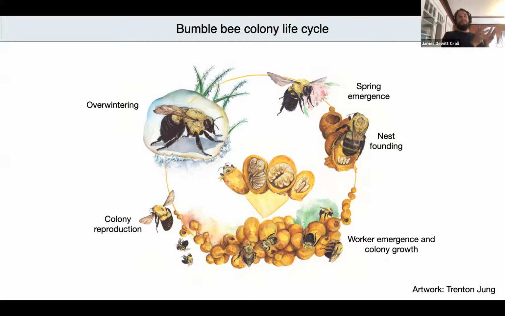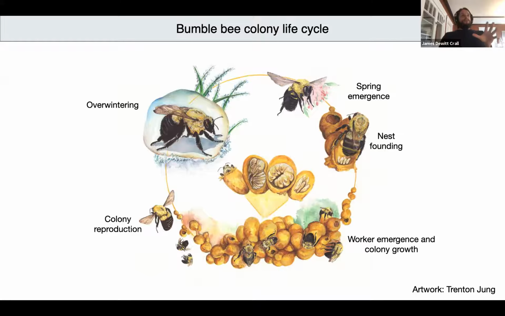That mated queen will save sperm from usually a single mating, find a nice hole in the ground to sleep in, and wait out winter to start that cycle again in the spring. So it's a really fascinating life history of the colony.